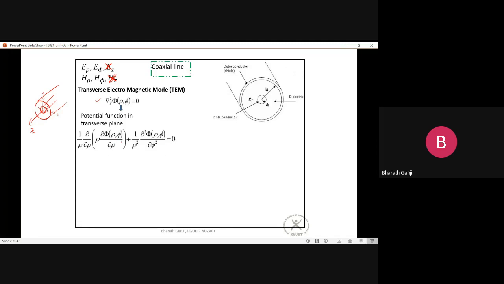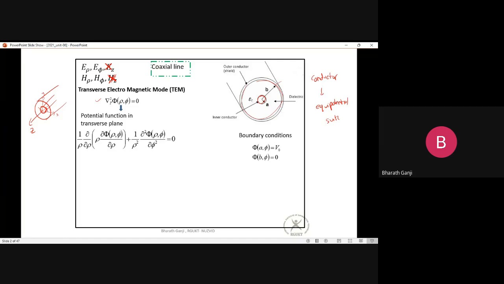So what are the conditions I can apply here? We need to take some boundary conditions. Because I am assuming that a TEM wave solution is happening here, if at all a TEM wave solution exists, then there will be some potential difference between these two conductors. There should be a potential difference because there are two conductors. Each conductor should be at one potential, because every conductor is an equipotential surface, if you remember. So this whole surface will be at the same potential, and this whole surface should be at the same potential.